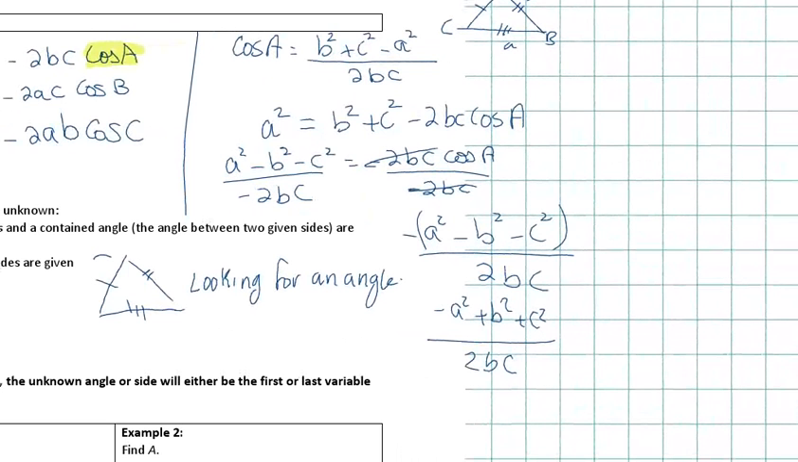Now, this is going to give you cosine A. If you want to find angle A, what do you do? So when you do your math, right, b squared plus c squared minus a squared divided by 2bc, it's going to give you cosine A. If you want to find angle A, what do you do? Inverse cos, that's right. Can I erase this now?